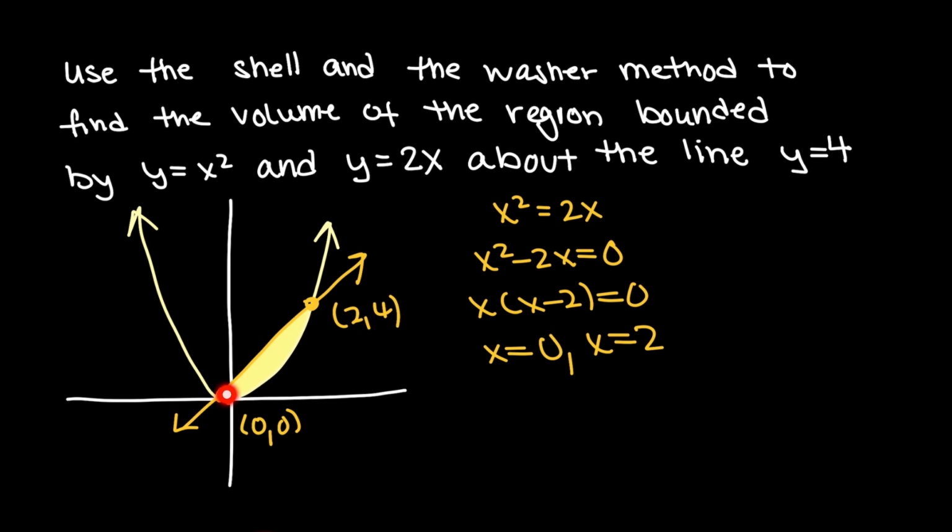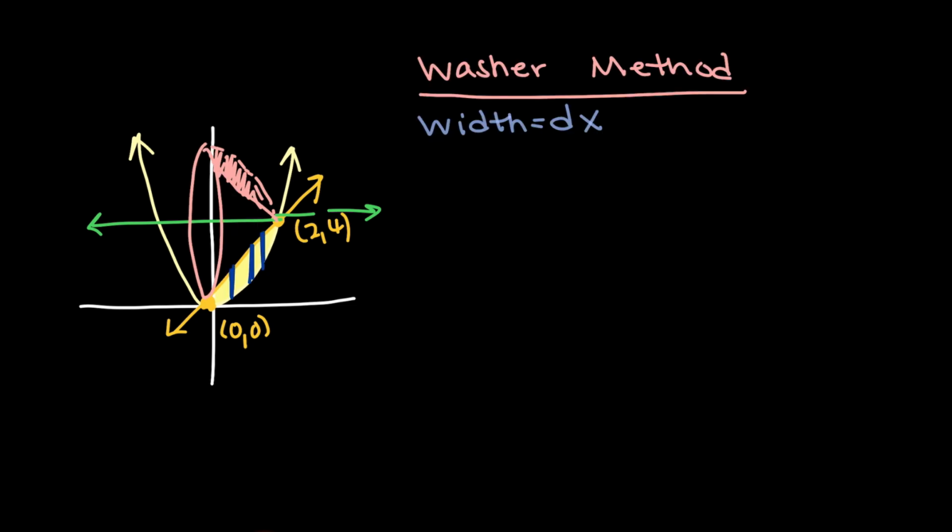That would be at the origin, (0, 0), and at the point (2, 4). If I take x equals 2 and plug it into either of these functions, I get a y value of 4. So my intersection points are (0, 0) and (2, 4). Now I'm going to sketch in that line y equals 4. That's our axis of rotation. So we're taking this object and rotating it about that line, y equals 4, to get our three-dimensional solid, or solid of revolution. So we're going to find the volume using two different methods, and hopefully we get the same answer. We should get the same answer.